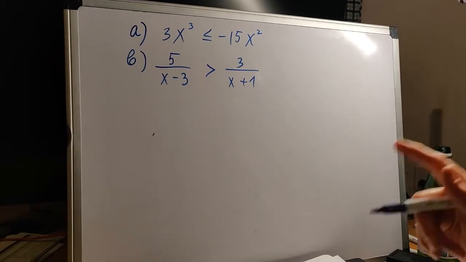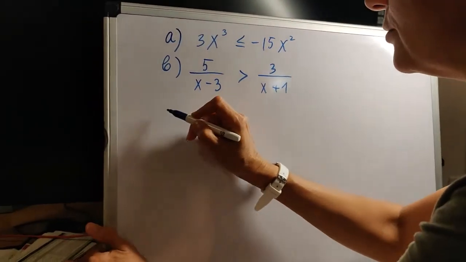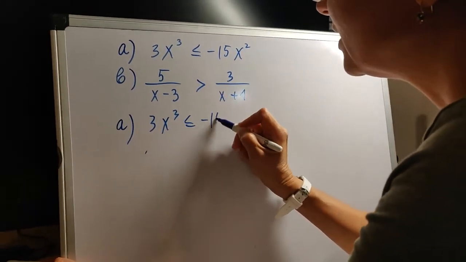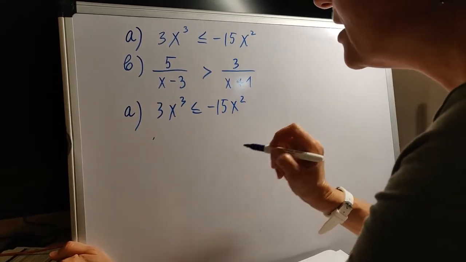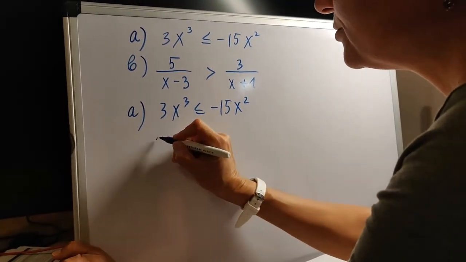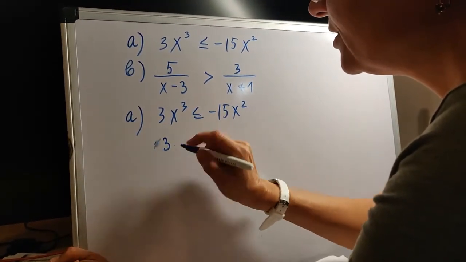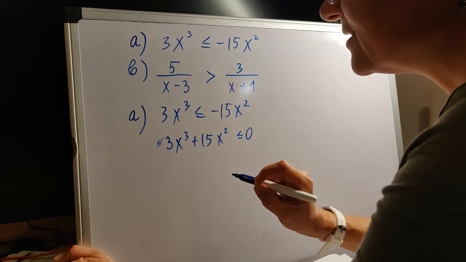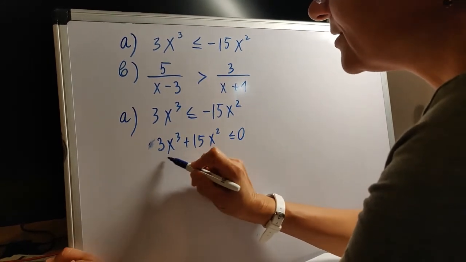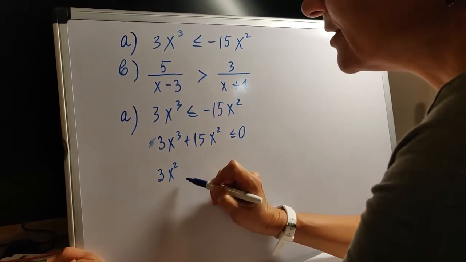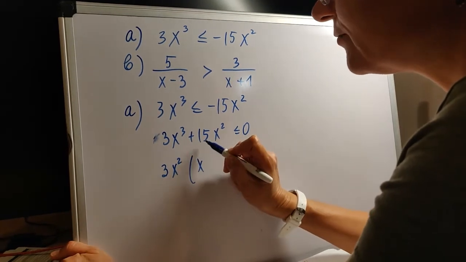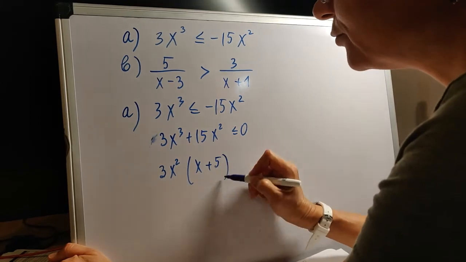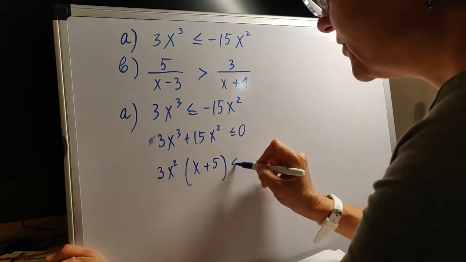Okay, let's start solving the first inequality. 3x cubed less than or equal to negative 15x squared. What I'm going to do is compare everything to 0. So it's 3x cubed plus 15x squared less than or equal to 0. I'm going to take outside of parentheses from this term 3x squared, and left over is going to be x. From this term also 3x squared, 3 is a part of 15, right? Which is going to have left over of 5. X squared goes with the whole thing.